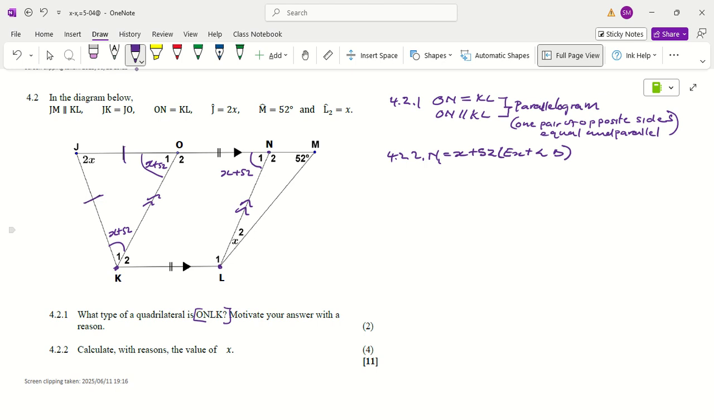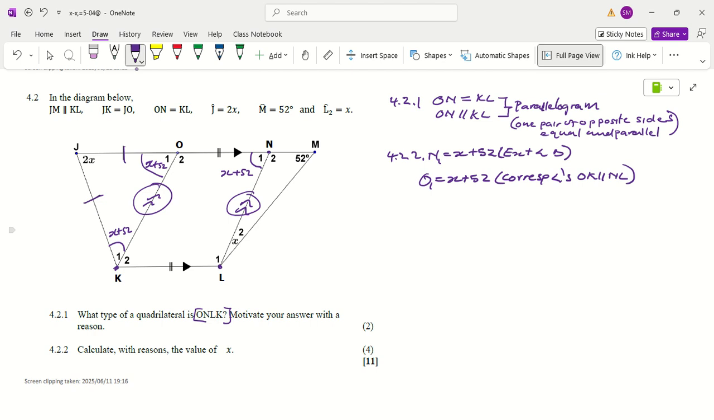Then now, because we have proven that ONLK is a parallelogram, it would mean that KO is parallel to NL, meaning that now we have O1 equal to x plus 52 because of what? Of corresponding angles. Corresponding angles, and between which parallel lines: OK is parallel to NL.